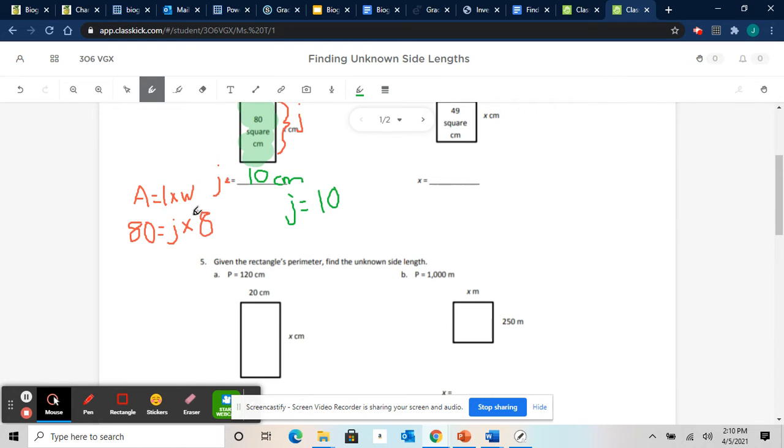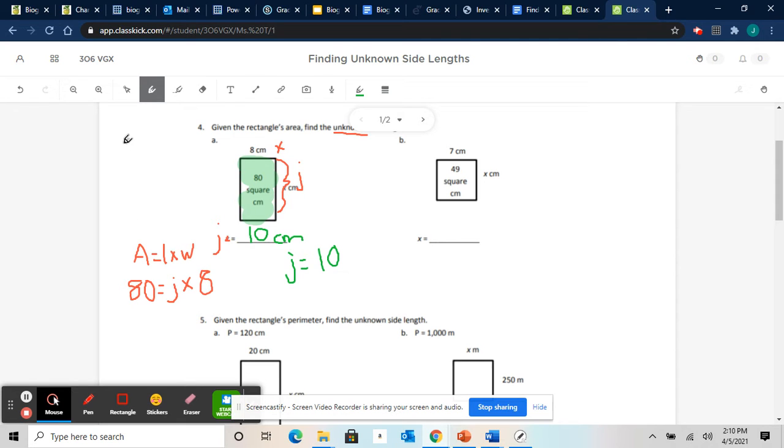Or I can ask myself, well, what do I know about the inverse operation of multiplication? I know that the inverse operation is division. So I could have also done, well, I have a total area of 80 square centimeters, and I'm going to divide that by 8 to get that missing side. 8 goes into 8 one time, right? 8 times 1 is 8. 0. I bring down that other 0. 8 goes into 0 zero times, right? 10. Or I might not even have to do it that way. I might already know that 80 divided by 8 is 10. So that was another way I could have gotten that unknown side.